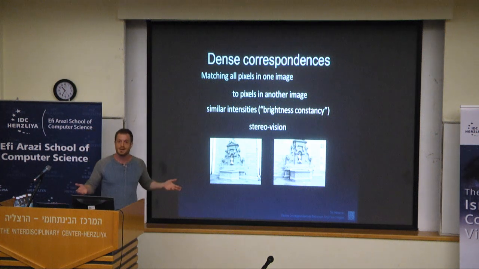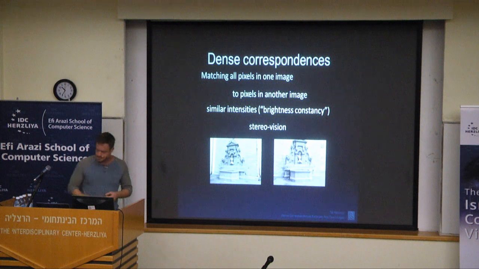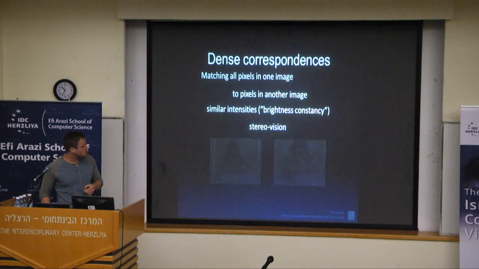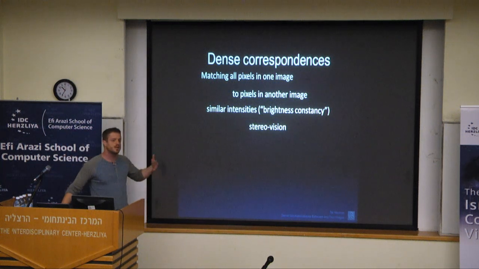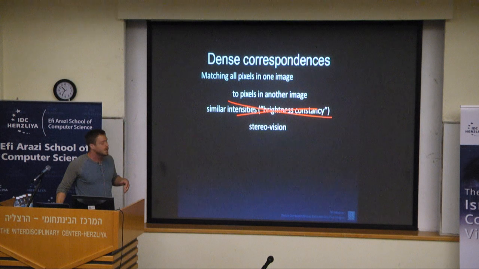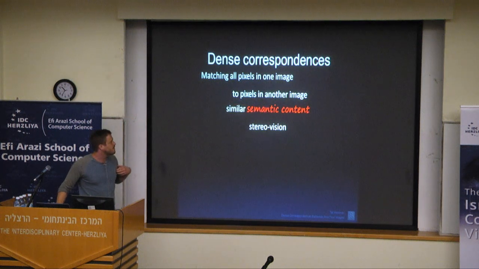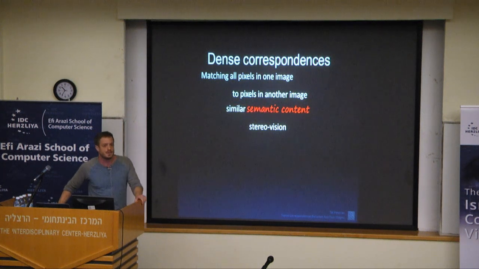And then you want to reason about their displacements and say something about the 3D structure of the scene that you're seeing in these two images. About 10 years ago, people started looking beyond this brightness constancy assumption, looking at more general scenarios where you're not matching intensities necessarily, but trying to match things which have similar semantic content.